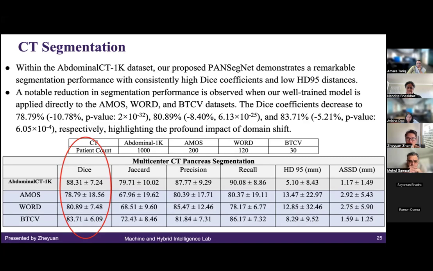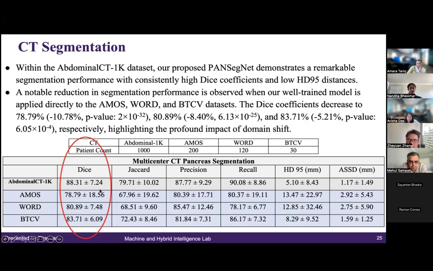The first study investigates the CT datasets. Because for CT we have a lot of datasets for pancreas studies, like Abdomen CT-1K, AMOS, WORD, or BTCV. We train our model only on Abdomen CT-1K and test the proposed model's performance on the rest of the sets, like AMOS, WORD, and BTCV.